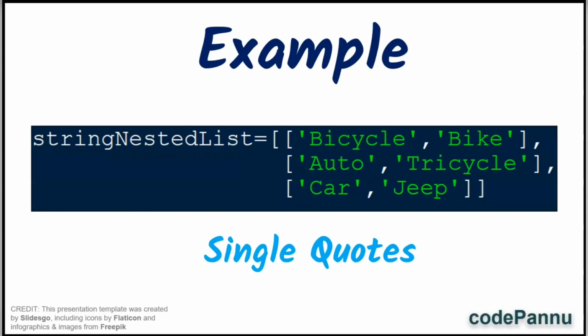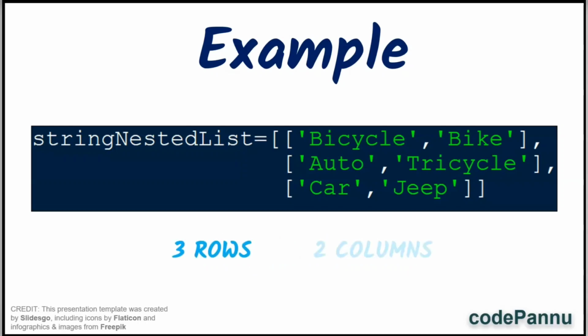In this list, we have 3 rows and 2 columns. Because in a nested list, as we know, each row is a list. Here we have 3 lists, which means we have 3 rows. Also we have 2 columns because the vertical lines are the columns.